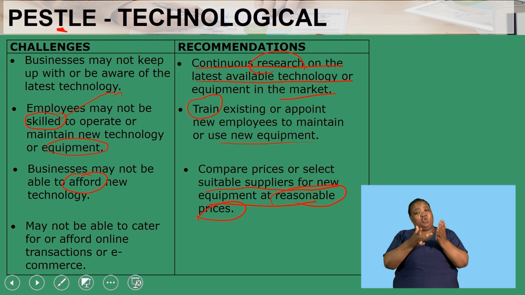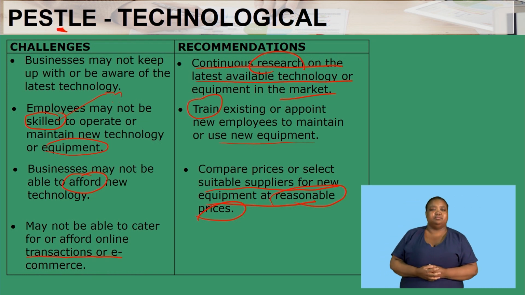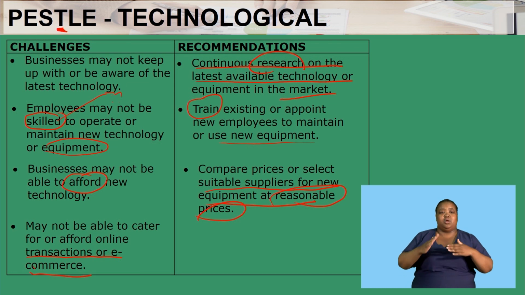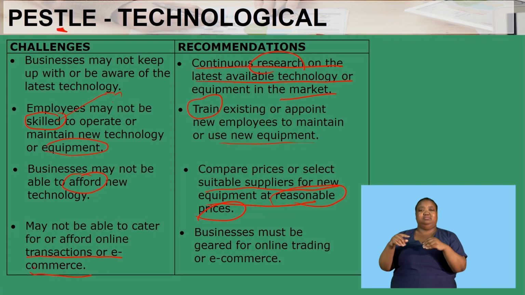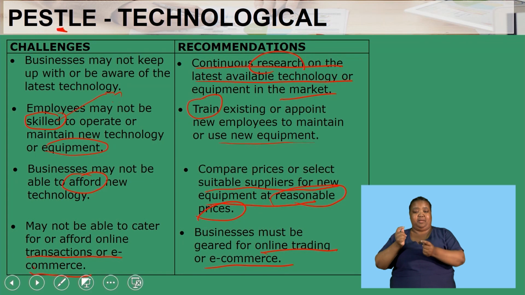Businesses may not be able to cater for or afford online transactions or e-commerce. I've mentioned what e-commerce is all about: buying electronically or buying online. So we may not be able to cater for or afford it, so it becomes a challenge. So what must happen? Businesses must be geared for online trading or e-commerce.